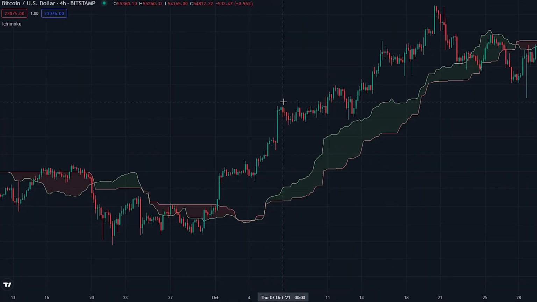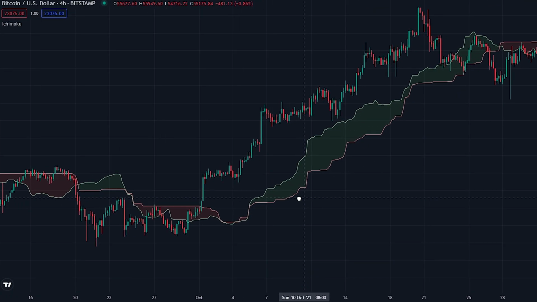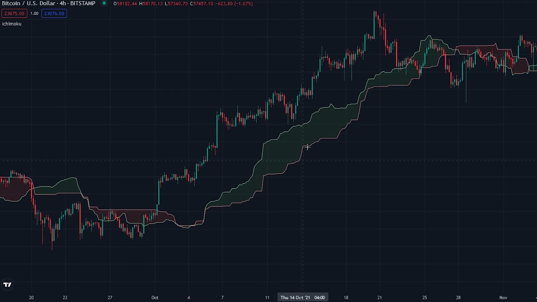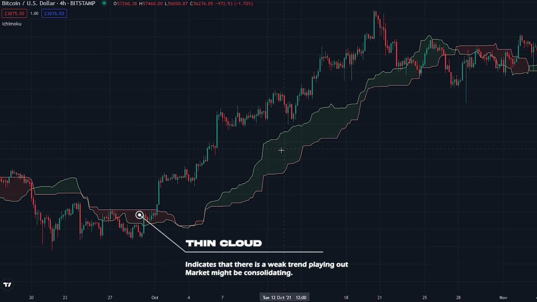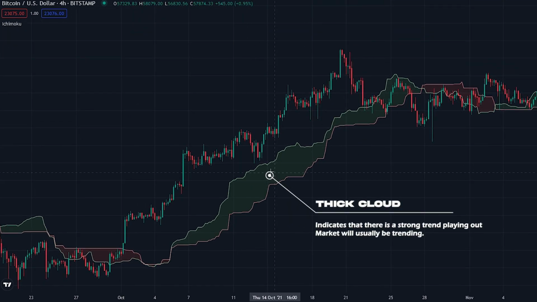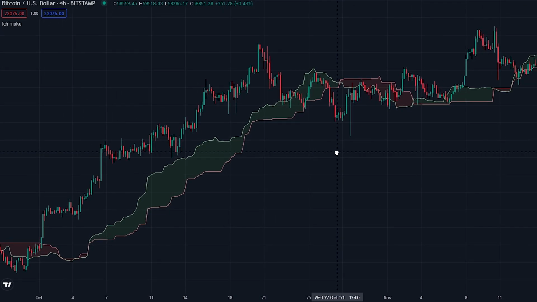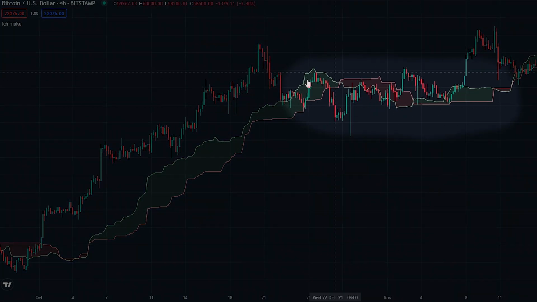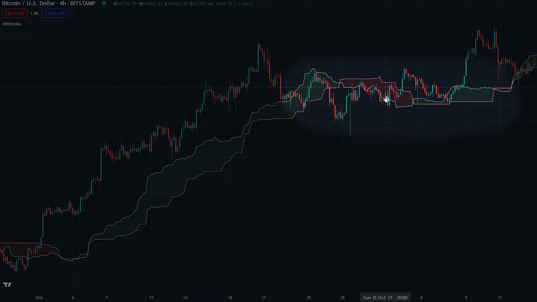The most common way of reading the Ichimoku Cloud is by looking at the thickness of it. If the cloud is thin, this indicates that there is a weak trend. However, if the cloud is thick, it indicates that there is a strong trend playing out. This way we will also be able to filter out ranging or consolidating markets. From this we can assume that it's not a good idea to enter into a position when the price action occurs within the Ichimoku Cloud.